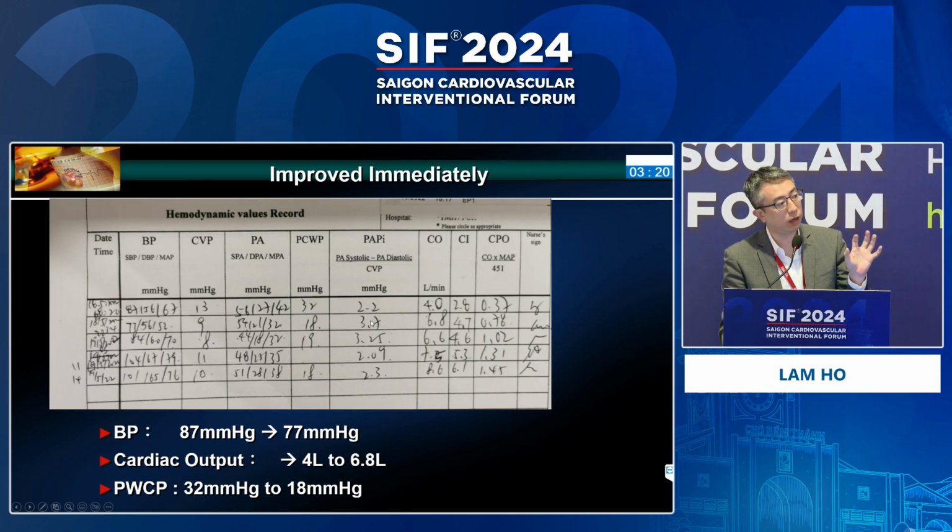So BP is just a BP, but it's not cardiac output. That is the major concept on hemodynamics. And further improve the patient's cardiac output, everything, but BP does not change.